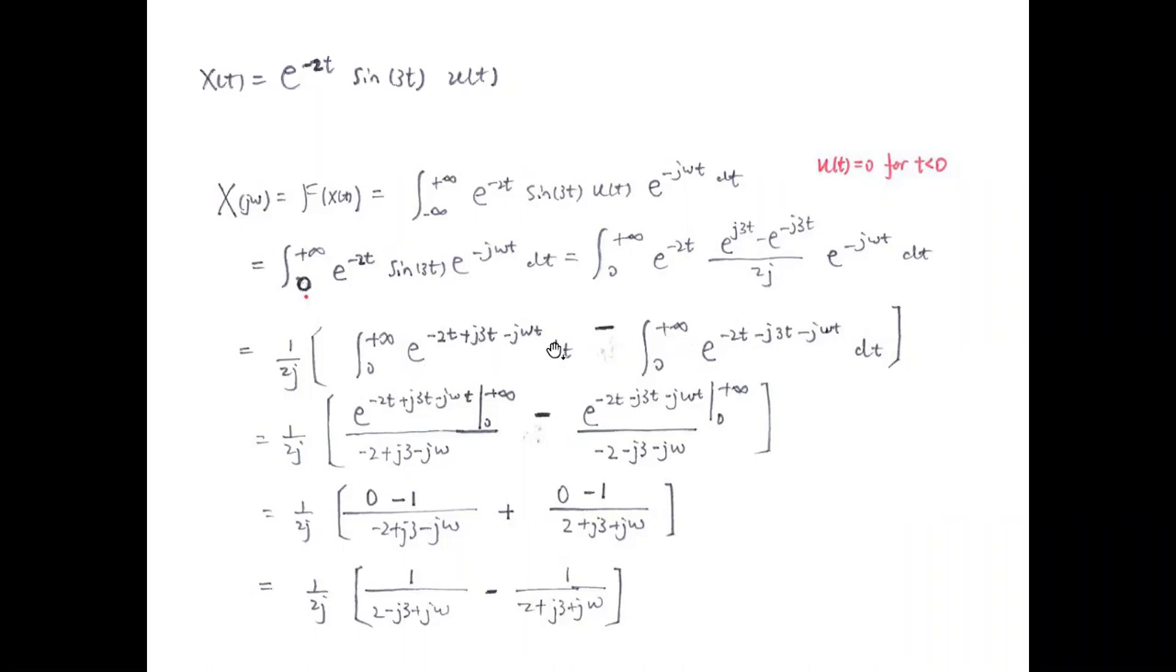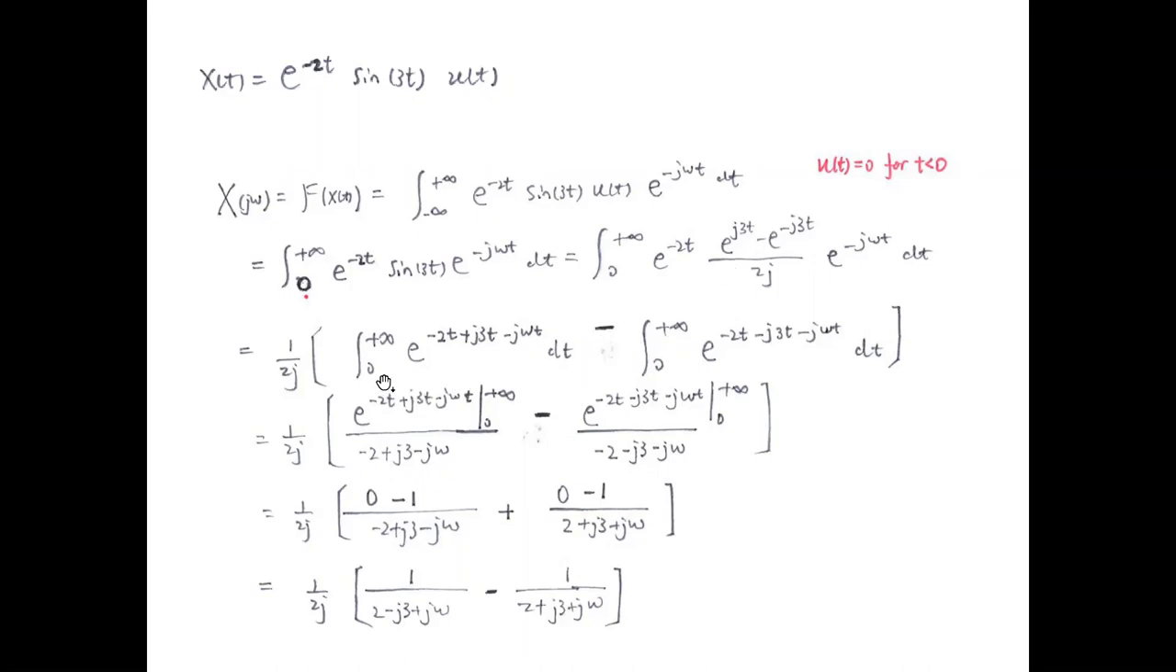And we can separate the integration in two terms. Let's make sure we write down the coefficients carefully. Exponential minus 2t, copy down here. The first term is plus j3t and then minus j omega t. The second term, minus 2t, the same, minus j3t, minus j omega t. And there is a minus sign between these two terms, right? Minus sign.